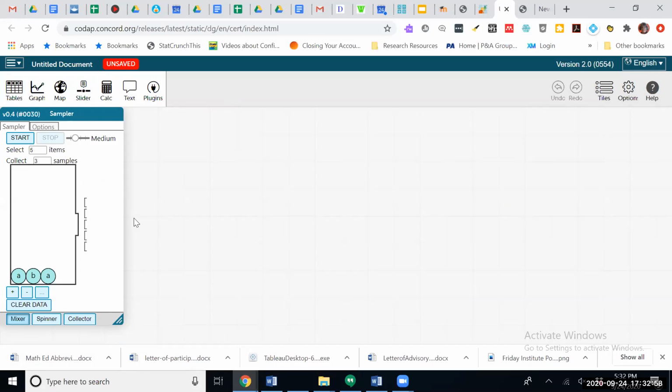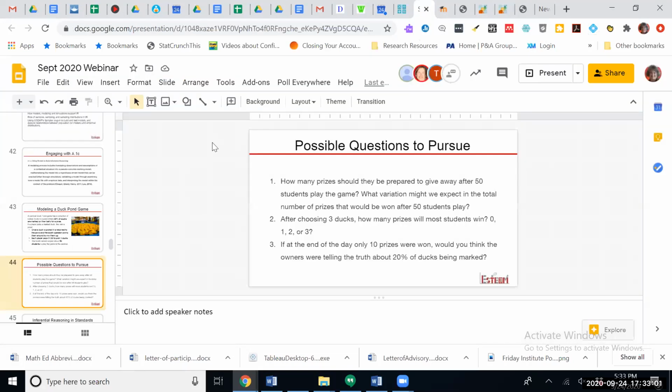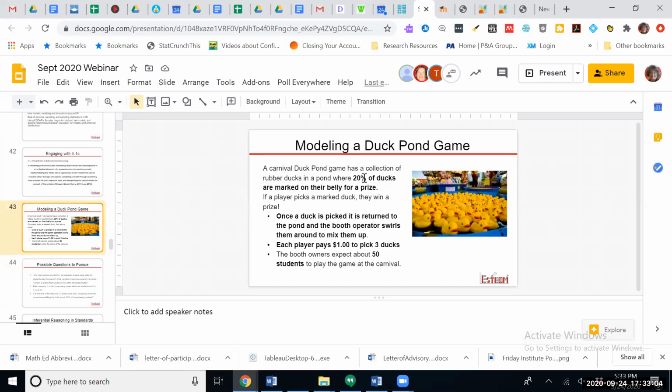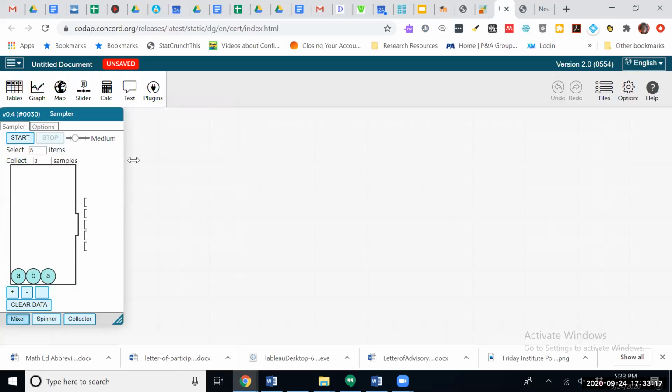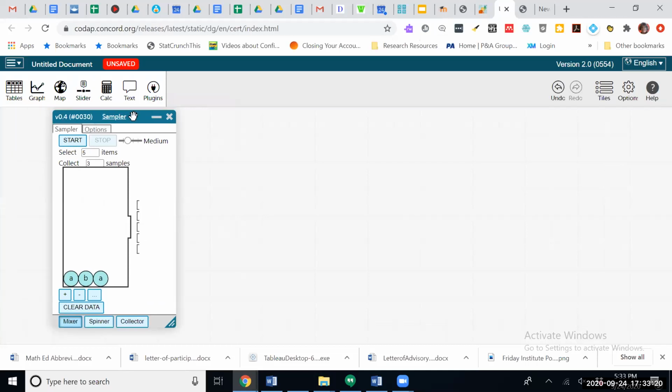So in my sampler, if I want to model the fact that 20% of the ducks are marked with a prize, and I have a CODAP sampler here, I want you to think about this as a big bag of marbles, or a big pond of ducks. How many ducks might I put in here if I want to create a model of my duck pond? 100. Okay, so I could put 100 ducks in here.